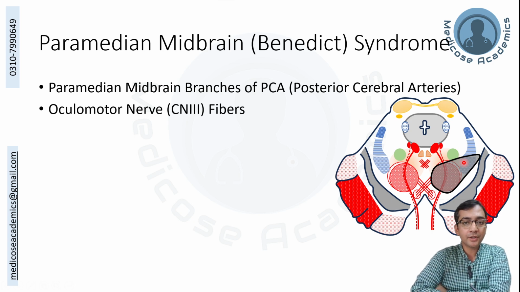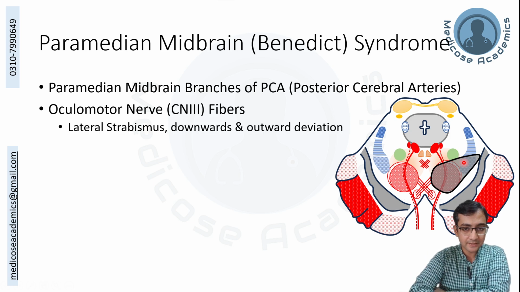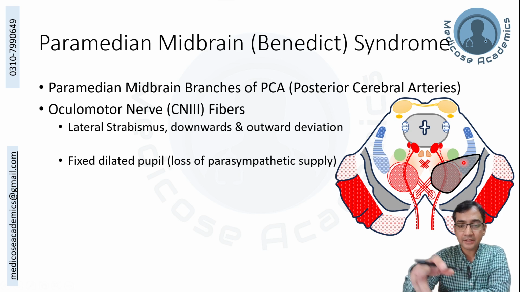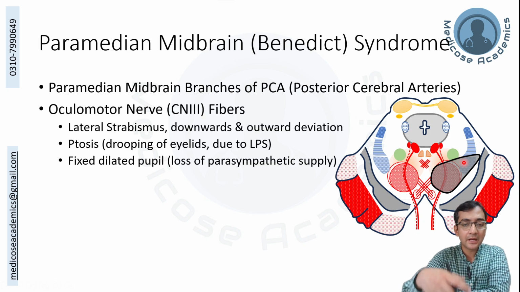The loss of oculomotor nerve fibers will lead to an outward and downward gaze, diplopia, and lateral strabismus. Fixed dilated pupils due to the loss of Edinger-Westphal fibers, the parasympathetic fibers, and ptosis, the drooping of the eyelid due to the paralysis of levator palpebrae superioris.